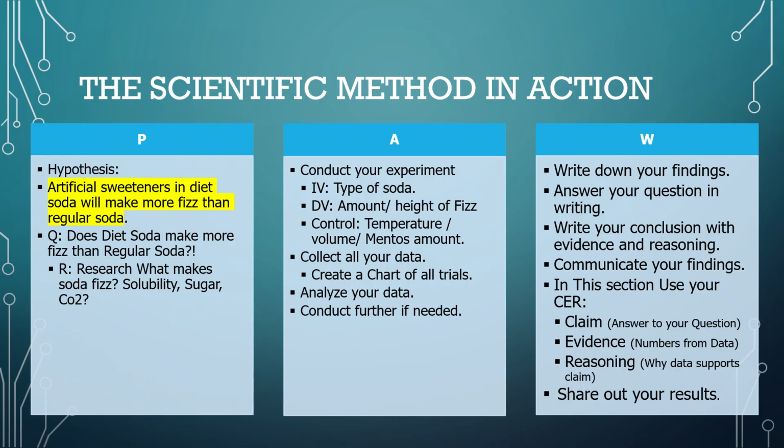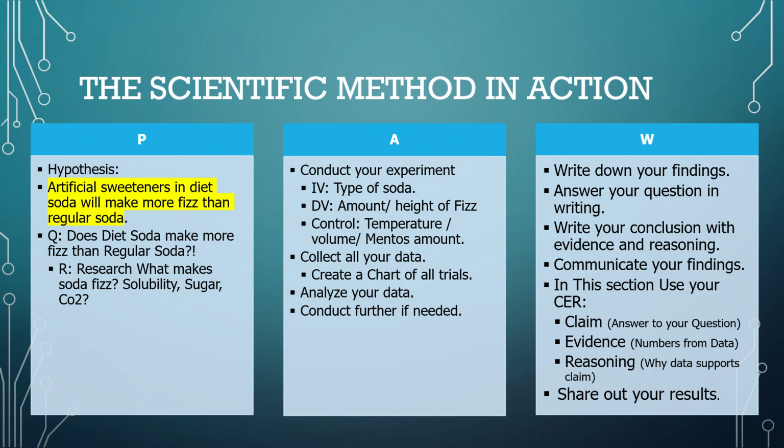Okay, let's go ahead and conduct our experiment. So what will our experiment look like? First of all, we have to identify our variables. The variables, for example, my independent variable is the type of soda, and my dependent variable is the amount or the height of fizz. That's exactly what we will be measuring in order for us to decide which one will fizz more. And since we are measuring the artificial sweetener, we are focusing to compare the height of fizz of diet soda versus the regular soda.